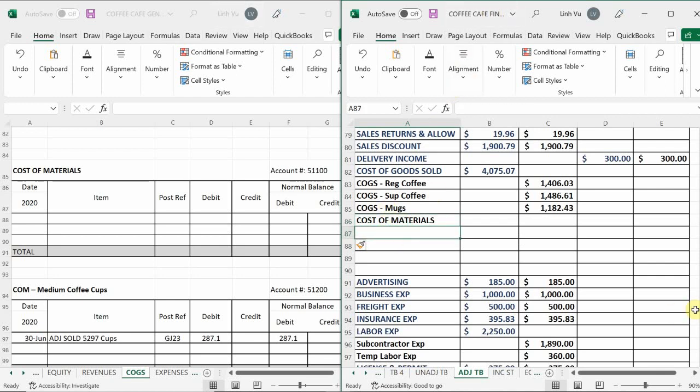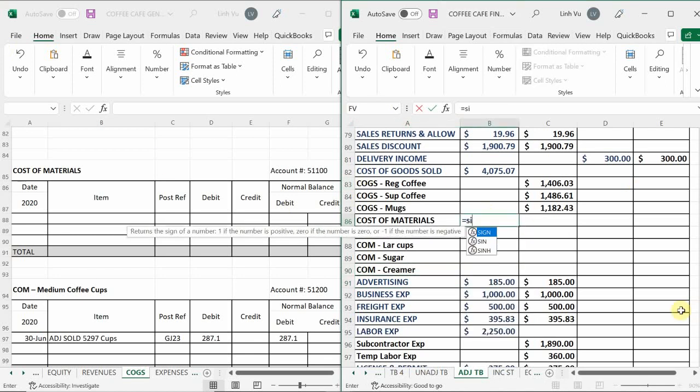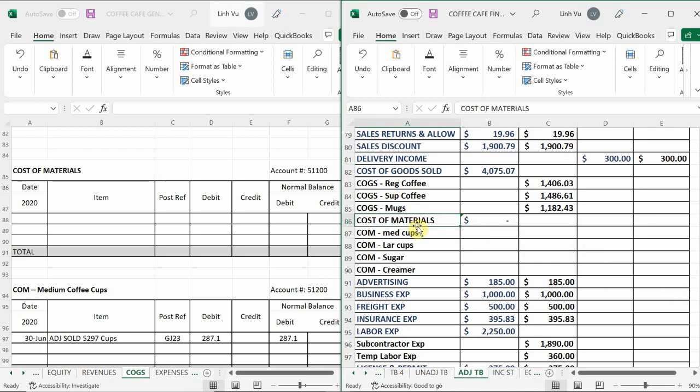Well, let me type in the rest real quick. So COM medium cups, okay, COM large cups, COM sugar, and COM creamer. Okay. So then now this formula, right, is going to include, since it's a brand new account, all of these 4 items here. Okay. And I'm going to change this to the blue color.